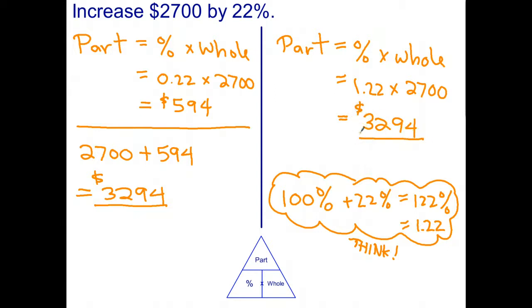So to summarize, this method here in a way is more logical. First you find the 22% and then you add it on. The alternative way is to say, well, the new amount is 122% of the original amount. As a decimal, that means you multiply 1.22 times the original amount. So it's up to you whether you want to do it the more traditional way or this more efficient way.